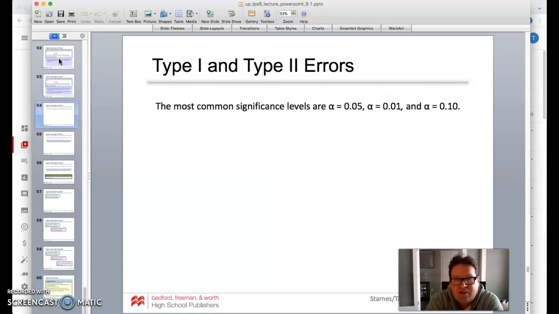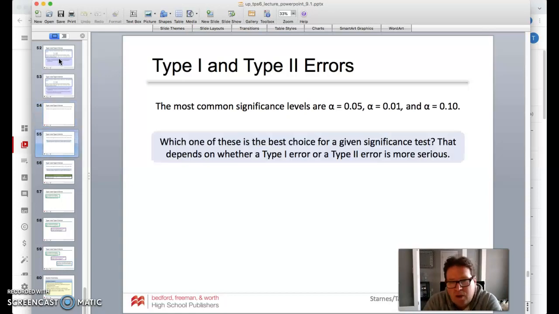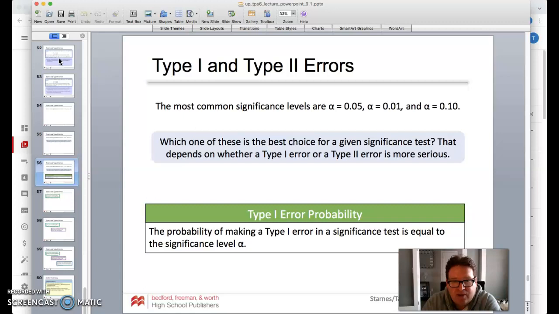Now, our significance levels, as we talked about with confidence intervals at 90, 95, and 99%, well, the same thing applies with our significance levels here. We want to be at 5%, 1%, or 10%. Now, the question, of course, is which one of these is the best choice for a given significance test? It depends on whether a type 1 error or a type 2 error is more serious.